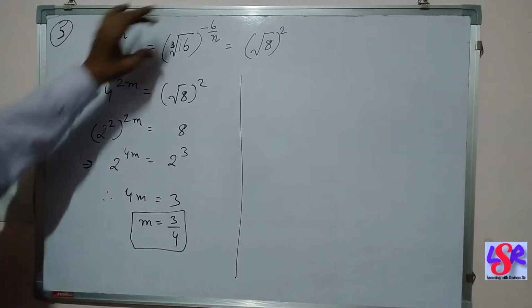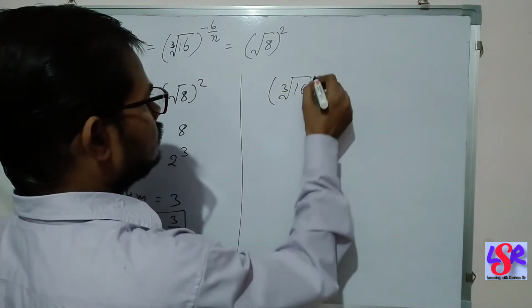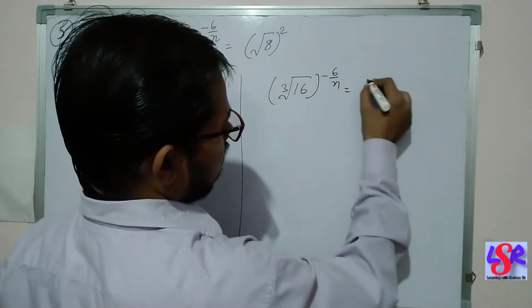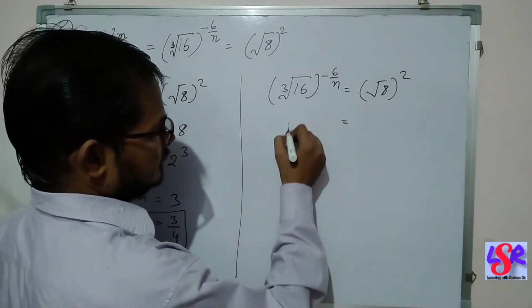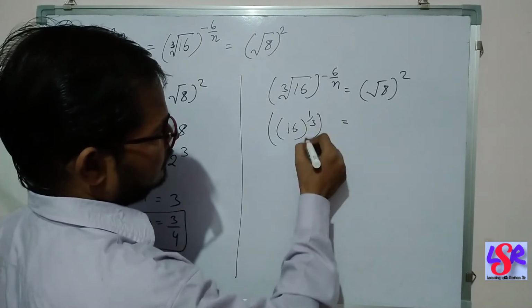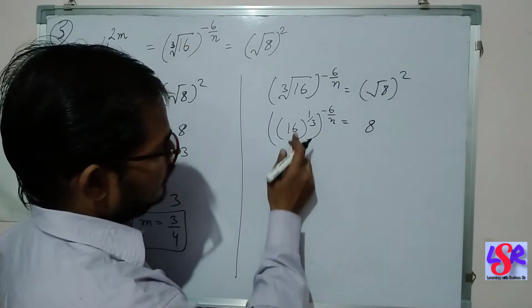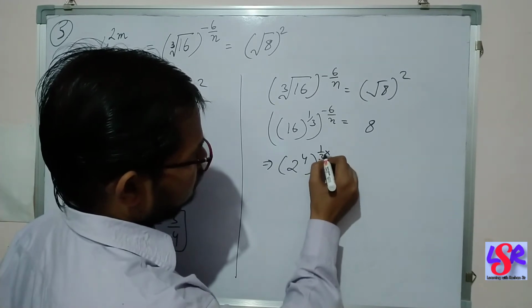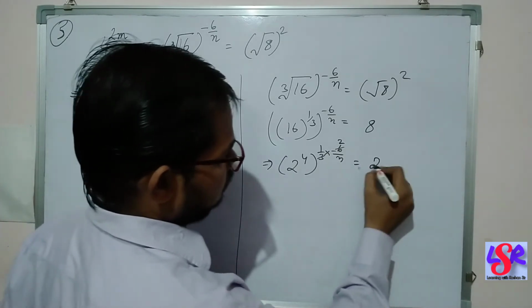Now we will solve for this n, and here it is the cube root of 16 to the power minus 6 upon n equals to root 8 to the whole square. And now this can be written as 16 to the power 1 upon 3 whole to the power minus 6 upon n, and here will be equals to 8. Now this can be written with 2 to the power 4 whole to the power 1 upon 3 into minus 6 upon n. We can cancel out this 2. We get 2 over here equals to 2 to the power 3.